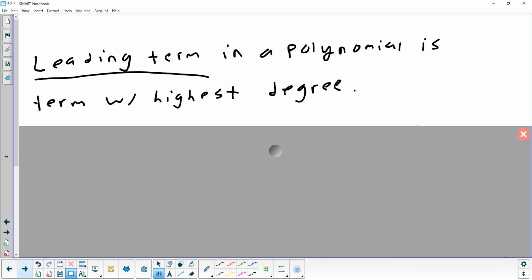So the leading term in a polynomial, remember we call that the term with the highest degree. It would be nice if the leading term is always in front, but sometimes it isn't. So if you had something like this, you'd want to be careful when you describe the end behavior because the term you're focusing on is negative 8x cubed. So usually the leading term is the term with the highest degree if we put it in descending order. That's not in descending order.